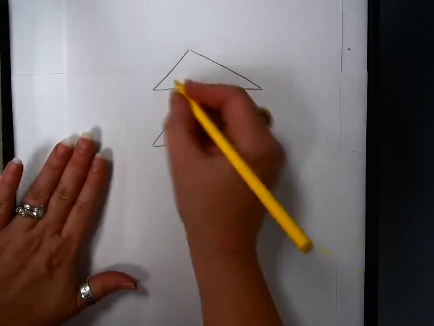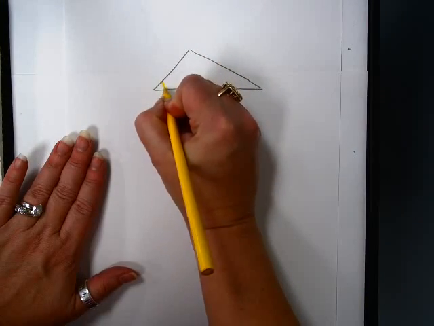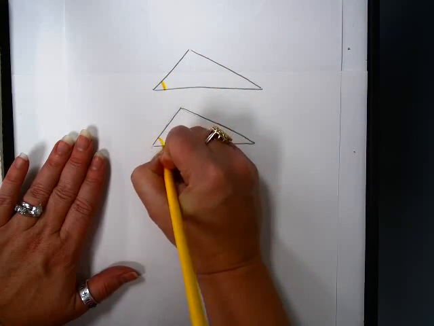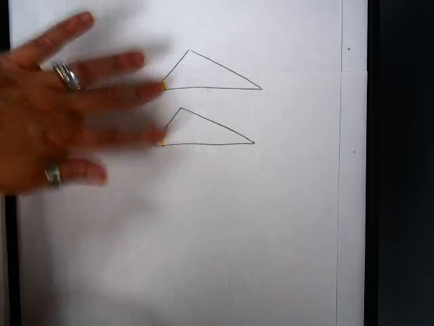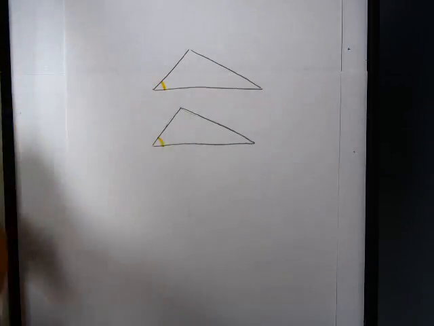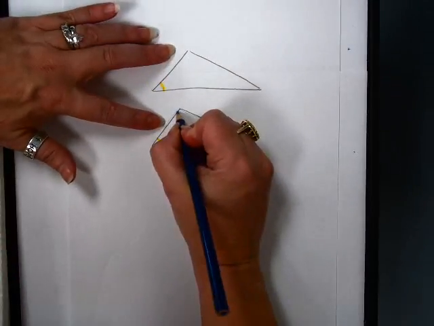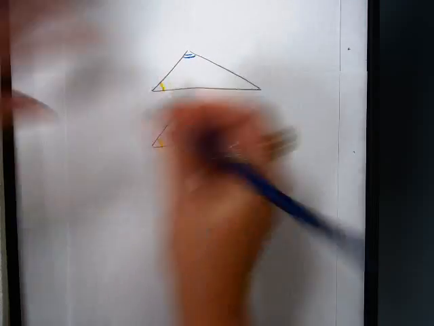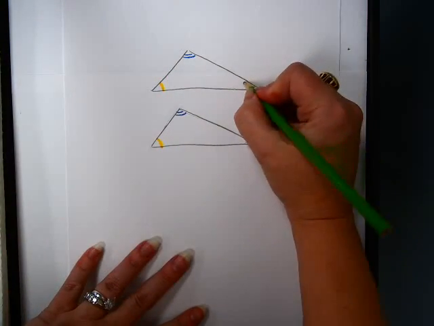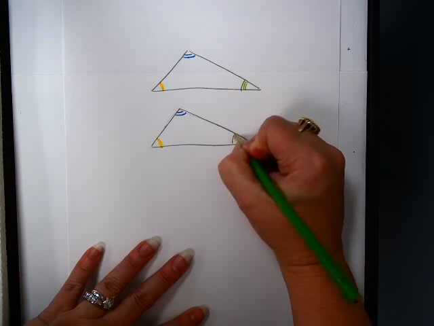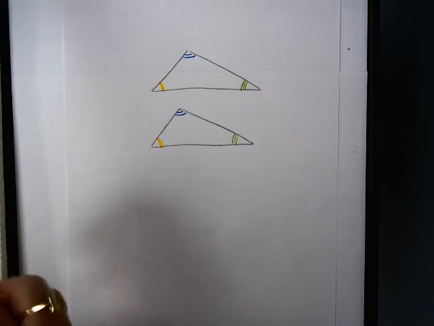The first piece of information is I had to prove that this angle was congruent to this angle because those were corresponding angles. Here, this angle congruent to this angle, and then this angle over here congruent to this angle. And then, just by doing all that, that's not enough.